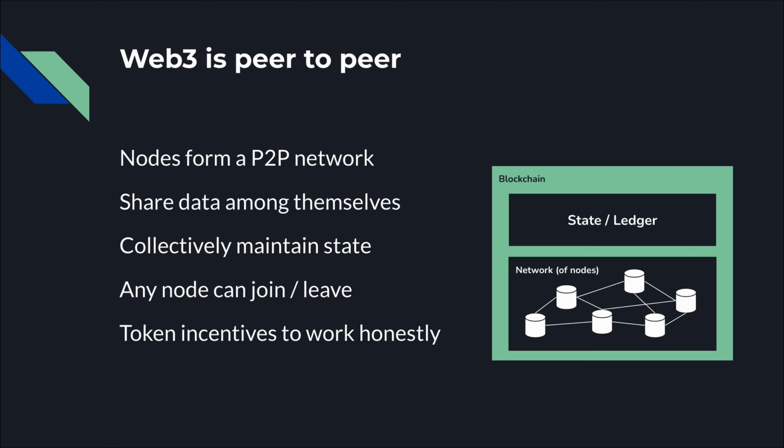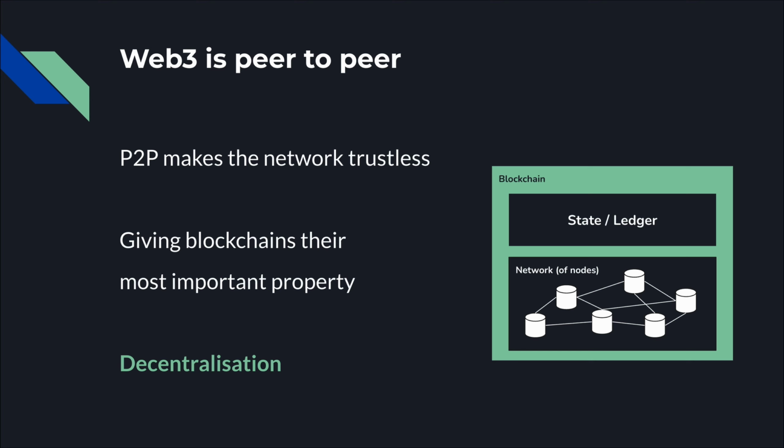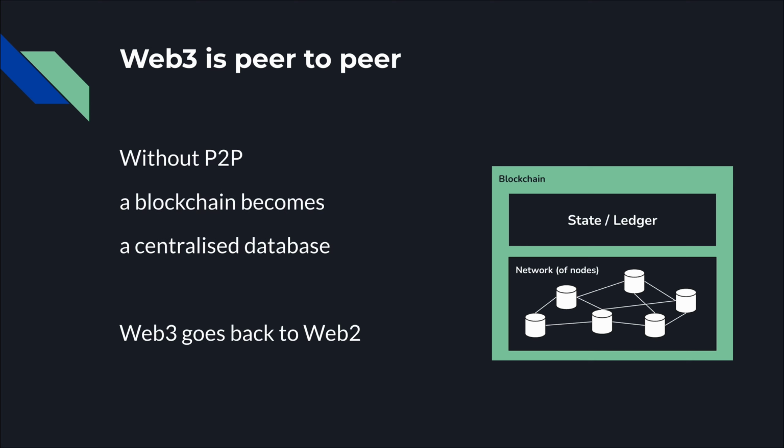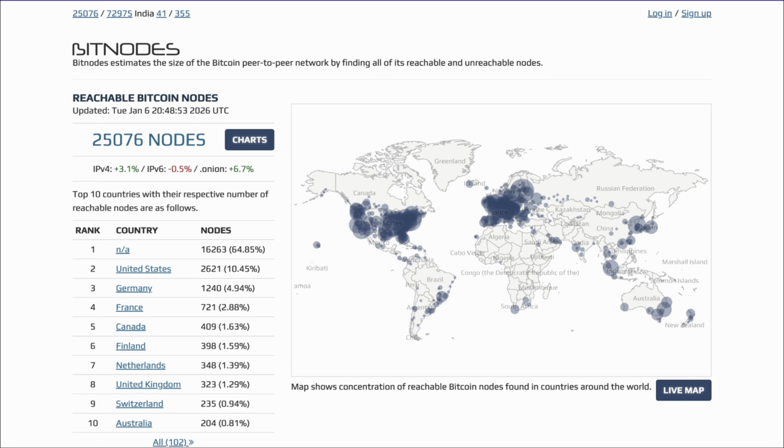Whenever any new node joins a blockchain network, they connect with other nodes just as a regular node would join a P2P network, and they download the entire blockchain state up until then from these nodes, and then they start working with these nodes towards maintaining and updating the blockchain. This inherent nature of P2P makes the network trustless, and this gives blockchains their most important property, that is decentralization. So without peer-to-peer networks, a blockchain becomes simply a centralized database, and a Web3 system goes back to being a Web2 system. There's this site called BitNodes, which will show you all of the nodes running the Bitcoin network at present spread across the globe.